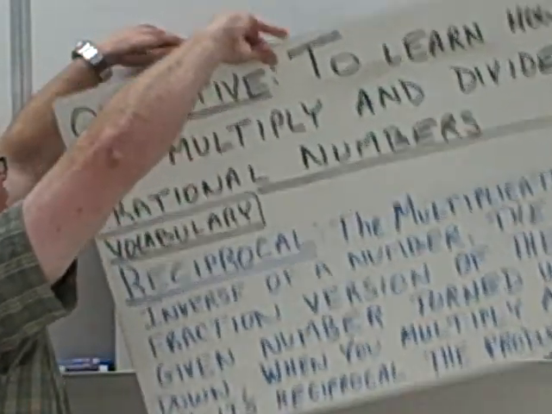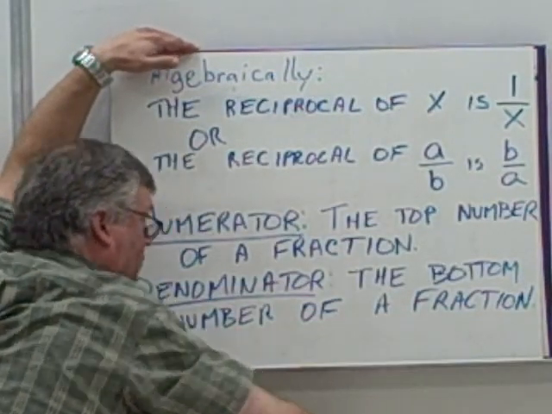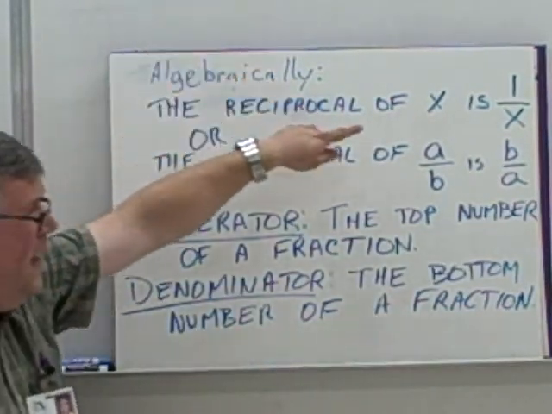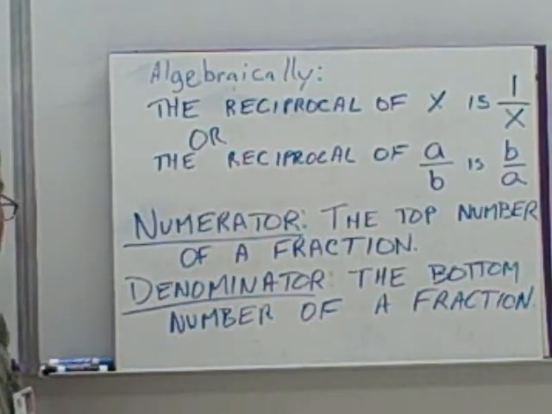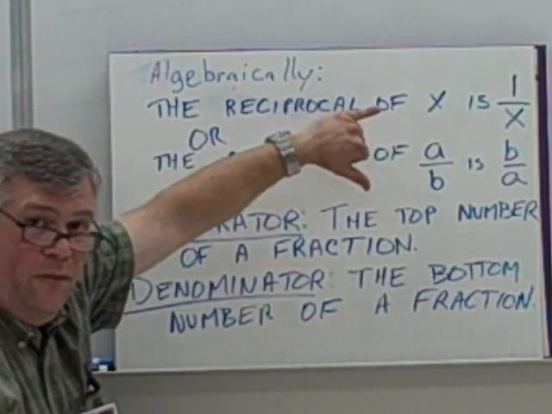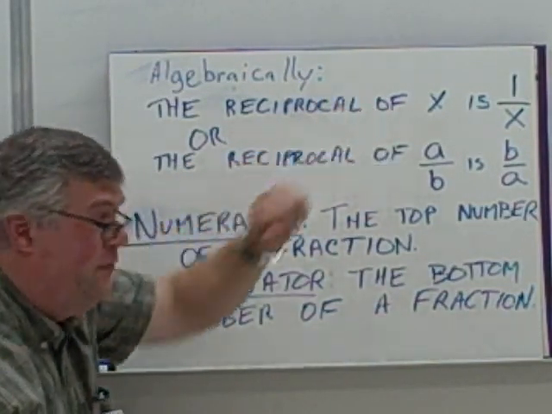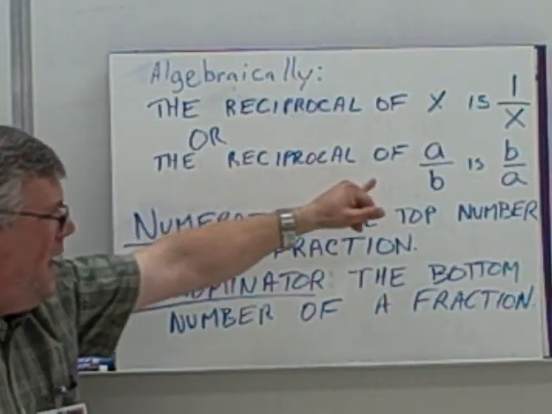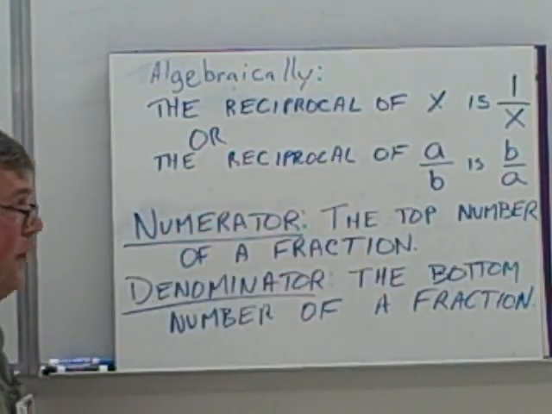To write that algebraically, the reciprocal of x is 1 over x. The fraction version of x flipped upside down. The reciprocal of a over b is b over a.